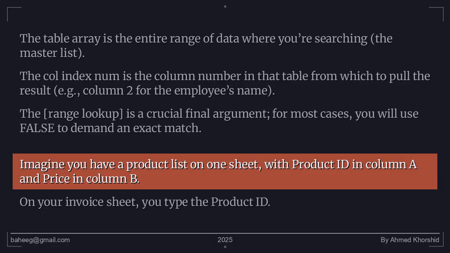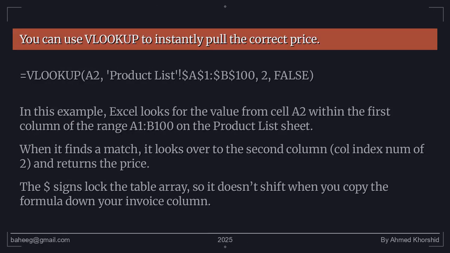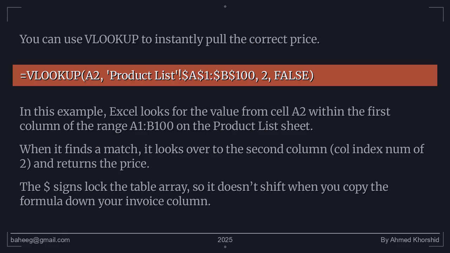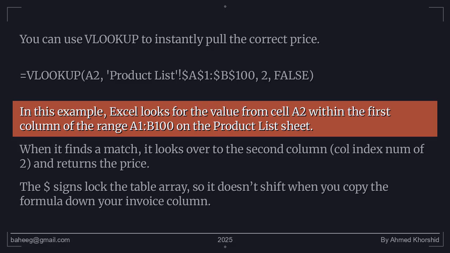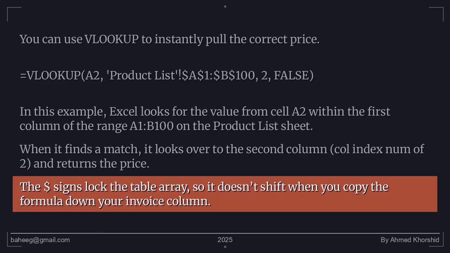Imagine you have a product list on one sheet, with product ID in column A and price in column B. On your invoice sheet, you type the product ID. You can use VLOOKUP to instantly pull the correct price. =VLOOKUP(A2, 'Product List'!$A$1:$B$100, 2, FALSE). In this example, Excel looks for the value from cell A2 within the first column of the range A1:B100 on the Product List sheet. When it finds a match, it looks over to the second column, col_index_num of 2, and returns the price. The dollar signs lock the table array, so it doesn't shift when you copy the formula down your invoice column.